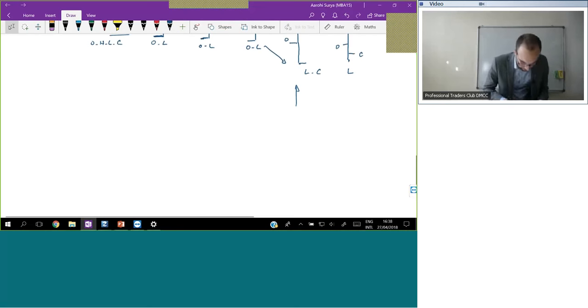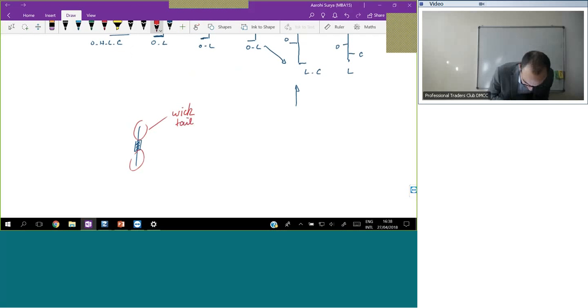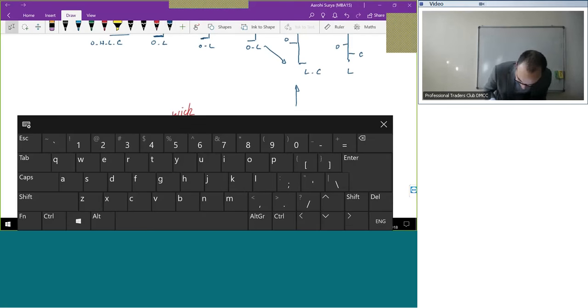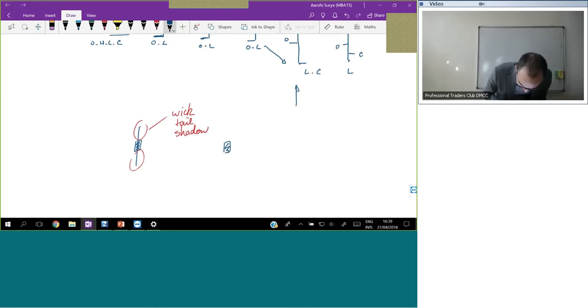So simply, when you see a wick, it is the part that is above the body and below the body. So this is a wick, also called a tail, also called a shadow. So this is an upward wick, and this is a downward wick, above and below the candle. Sometimes you can find candles without an upward wick, but just a downward wick, and sometimes you'll find candles with an upward wick, but no downward wick.